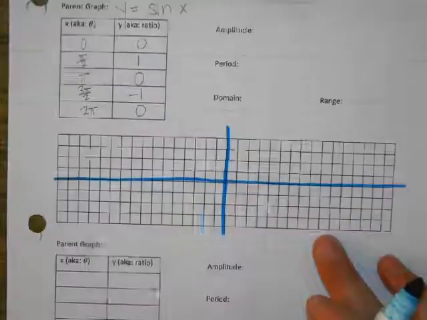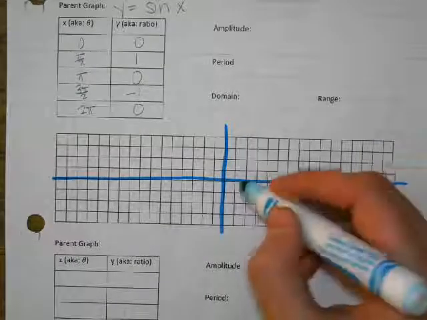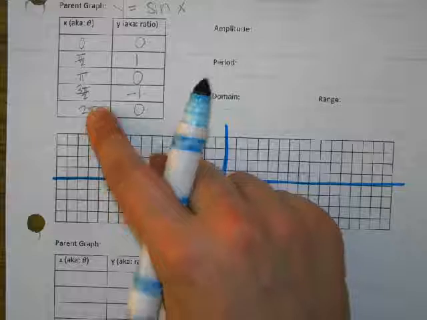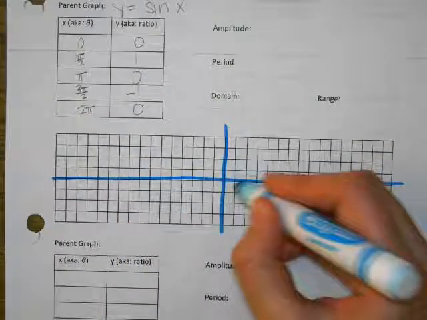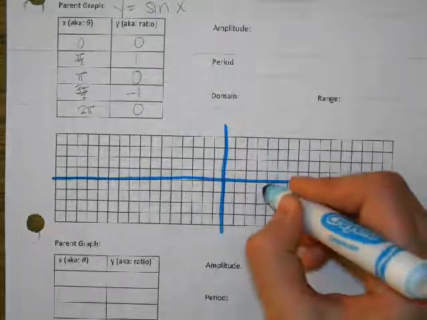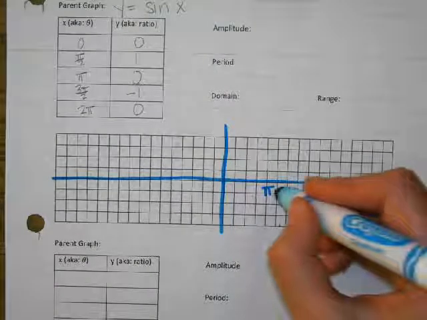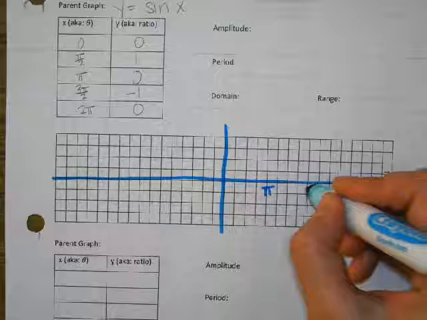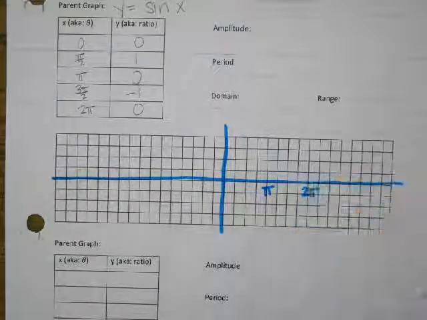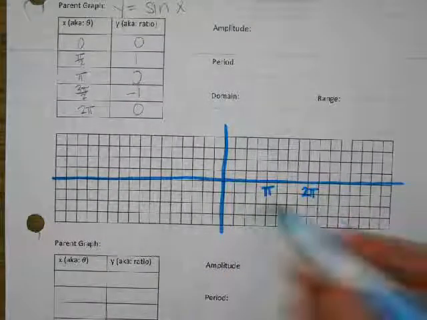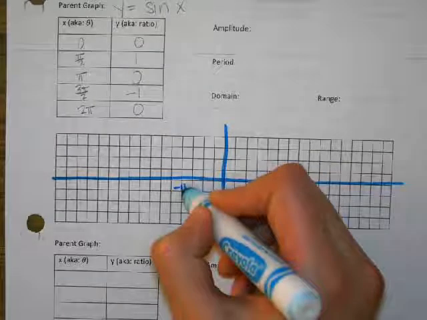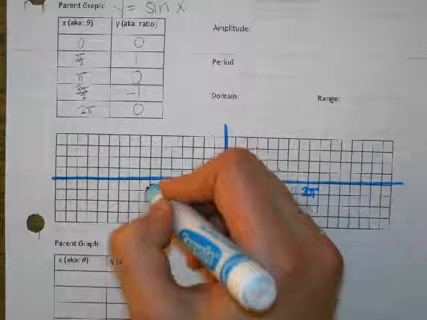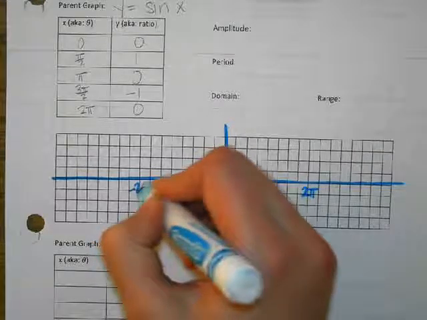And what I'm going to go ahead and do is on the x-axis, I know that my x values are in terms of pi. And I'm going to count 1, 2, 3, 4 boxes and put pi. And then I'm going to count 1, 2, 3, 4 boxes and put 2 pi. And I'm going to go backwards and do the same thing. So 1, 2, 3, 4 and put pi. 1, 2, 3, 4 and put 2 pi.